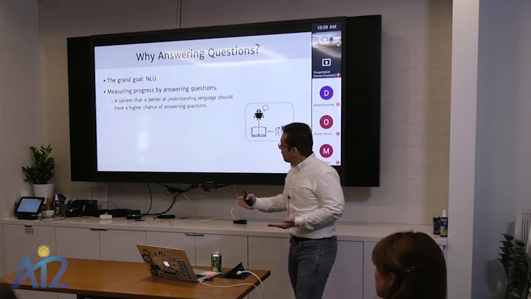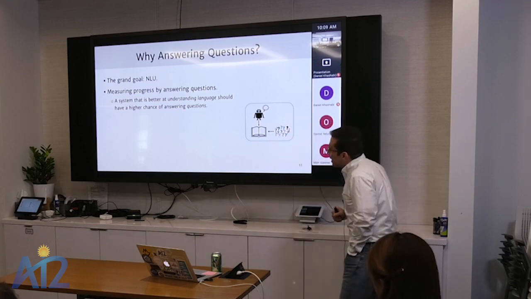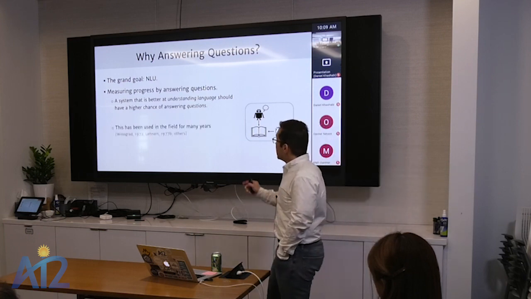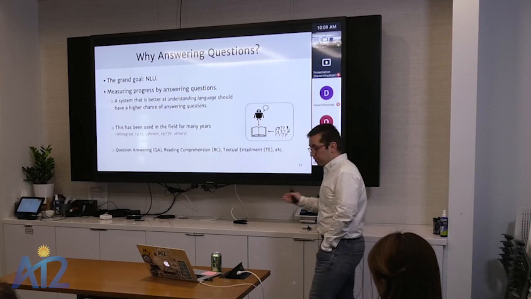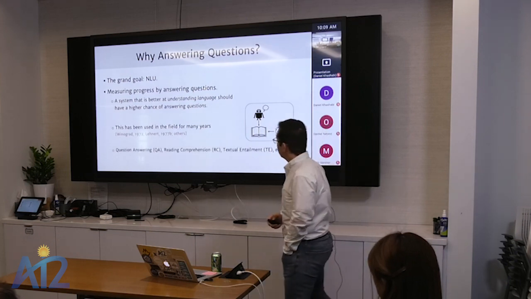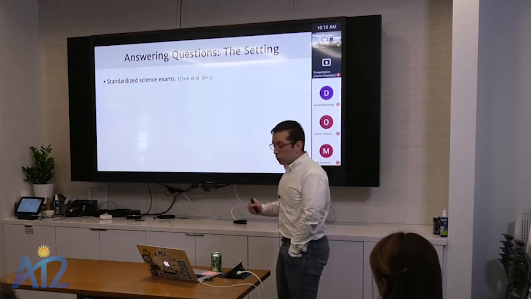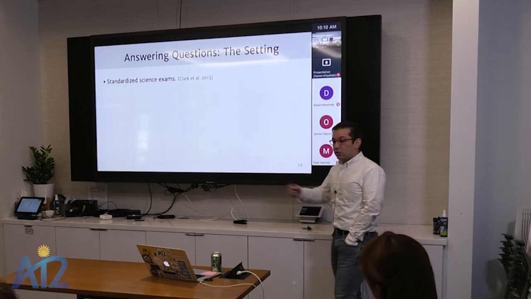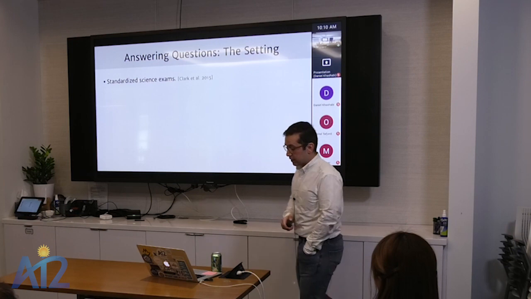Basically, a system that has a better understanding of natural language should have a higher chance of answering questions about it. This is something that is almost as old as AI itself and has been studied under many different definitions and settings. Right? And in particular, in this talk, we are going to focus on the dataset that Peter introduced a couple of years ago: natural language questions of elementary school science exams.